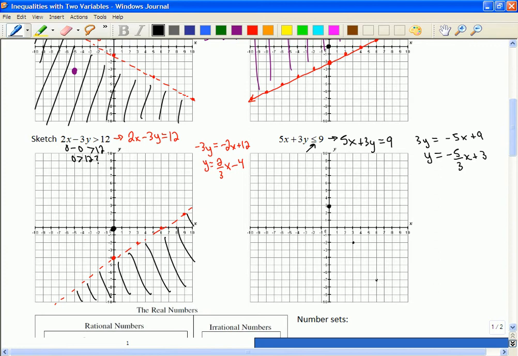Okay. So it'll be something like this. Oh, that was awful. Good enough.